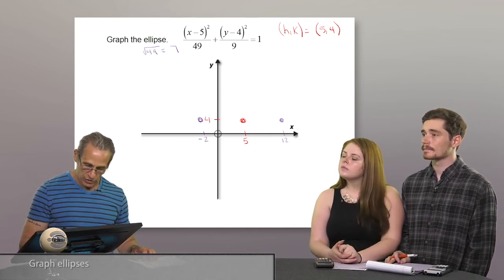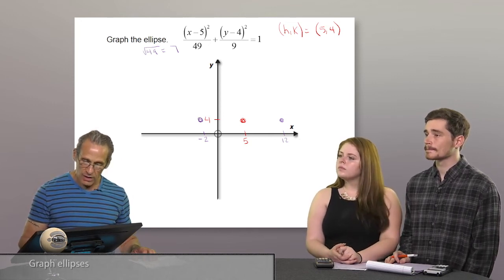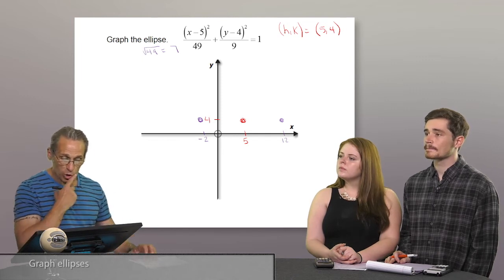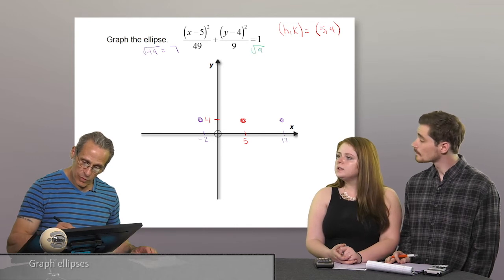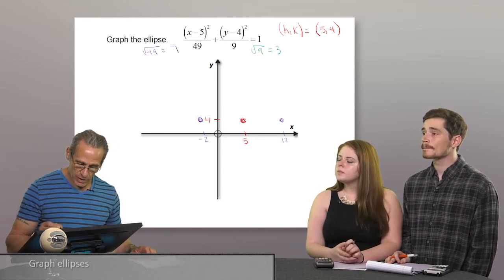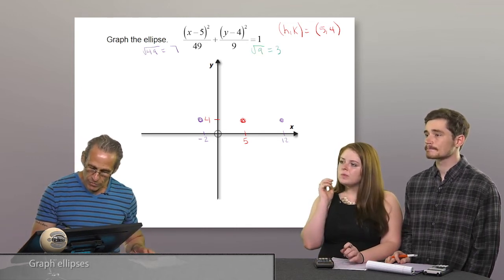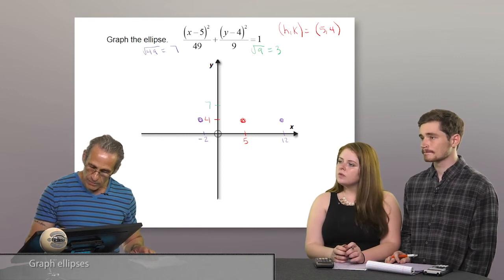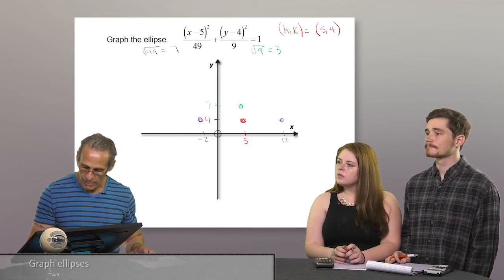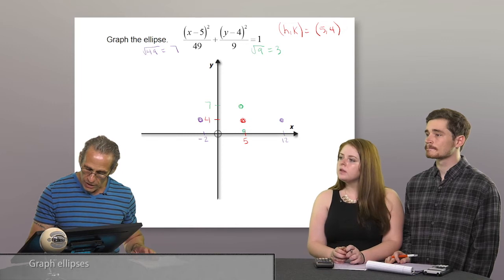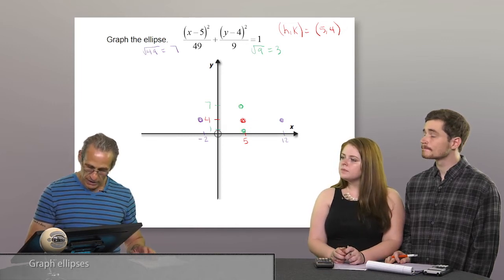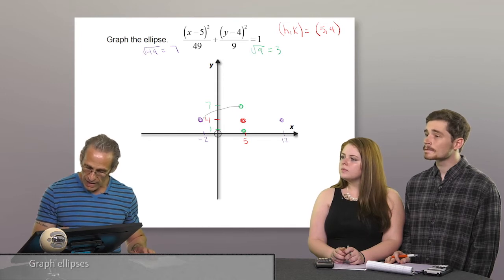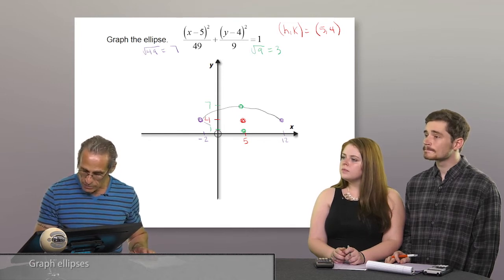Now, for the co-vertices, how far do I go from the center, upward and downward? 3 units, very good. So I was at 4. If I go up 3 units, I'm now at 7. And if I go down 3 units, I'm at 1. Excellent job. And when I sketch in my ellipse, I have it right here.